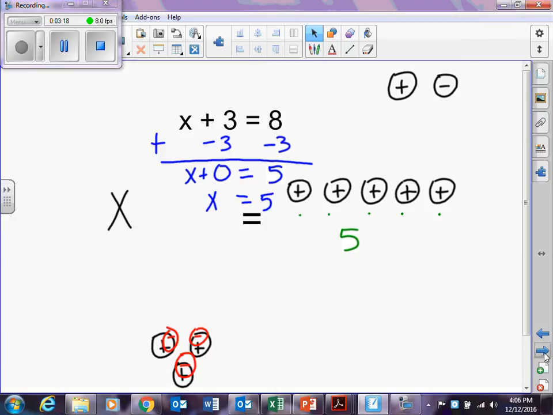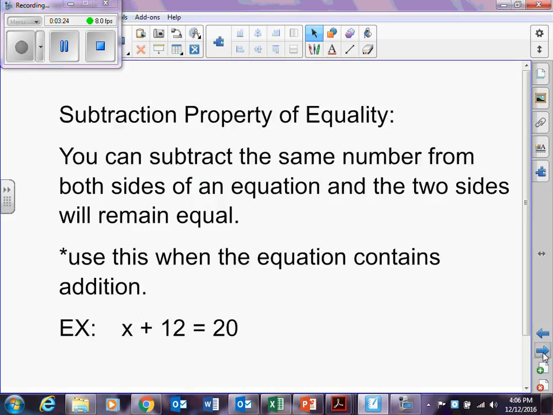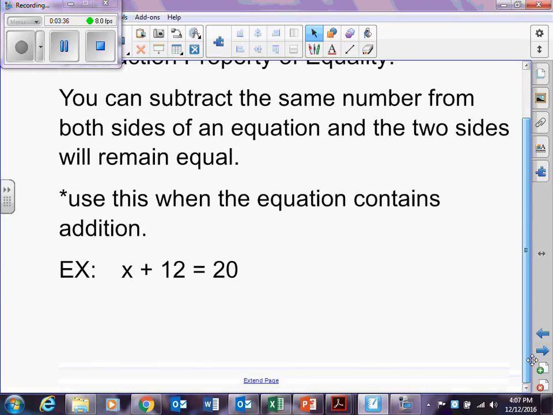Now you might notice this is the same thing as subtracting 3. So what we call this is the subtraction property of equality. You can subtract the same number from both sides of an equation and the 2 sides will remain equal. You're going to use this property when the equation contains addition. So in my example right here, I have x plus 12 equals 20.